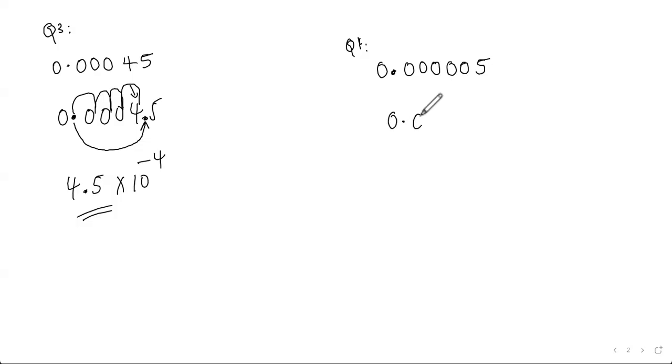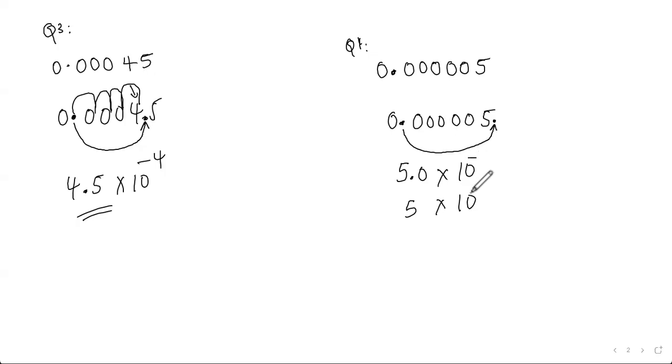So we have 0.000005. The idea is to move the decimal point right in front of the first significant number, which is 5. So we can just write 5, or you can write 5.0. It's still the same thing. So this is times 10. Remember, this is a decimal number, so the power of 10 is going to be negative. So let's go, we are moving 1, 2, 3, 4, 5, 6, negative 6. So that is the answer to this question.